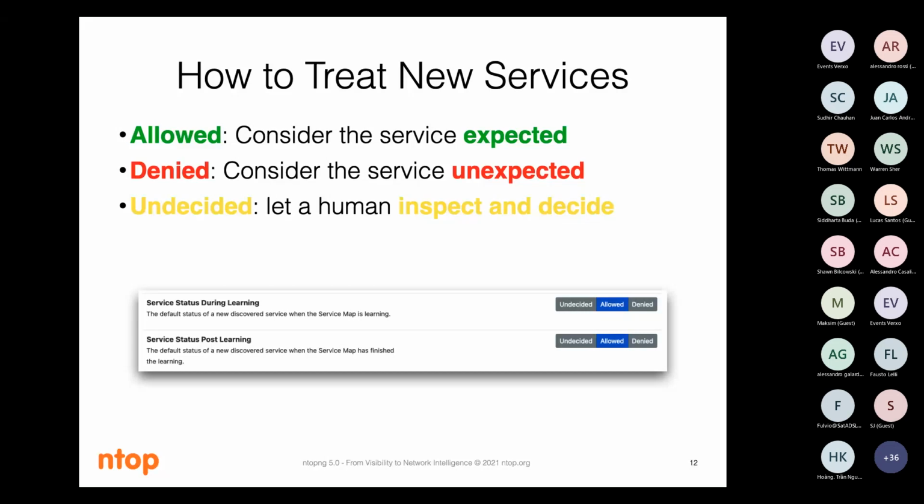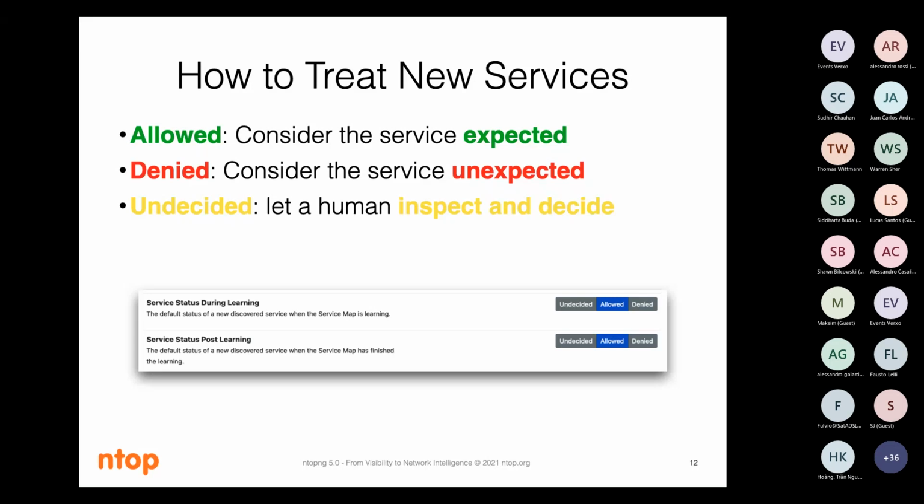For each service detected by ntopng, you can choose that service to be considered allowed, to be considered denied, so unwanted, and in that case you will receive alerts, or you can decide that the service is undecided because it requires human intervention. And you can configure those three statuses both during the learning phase and in the post-learning phase.